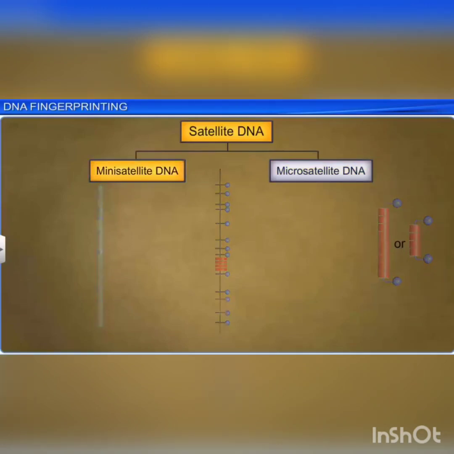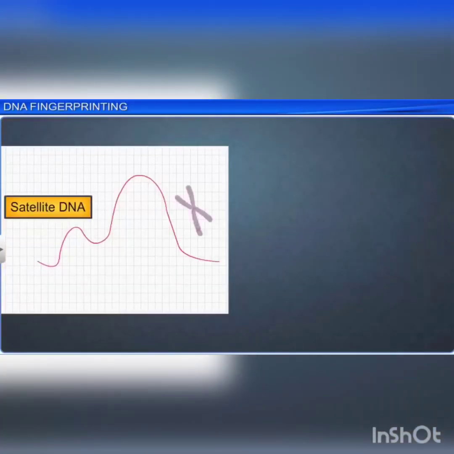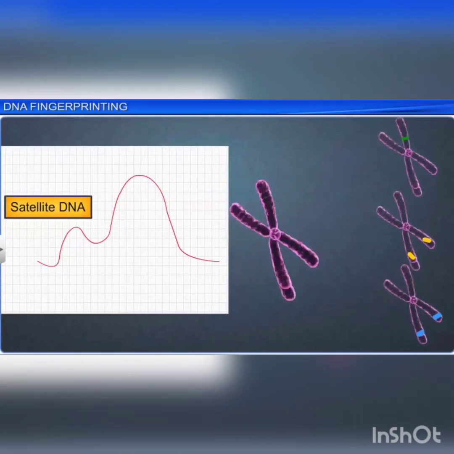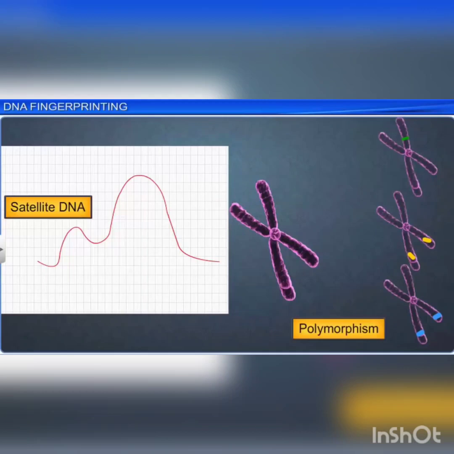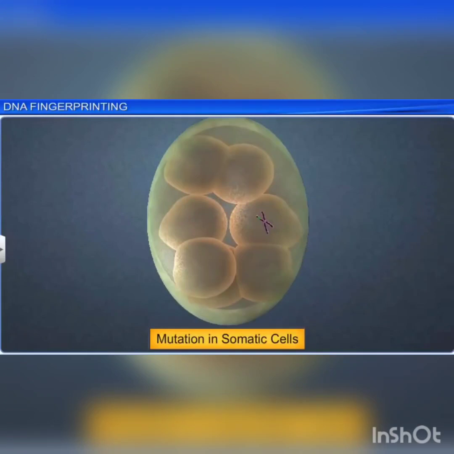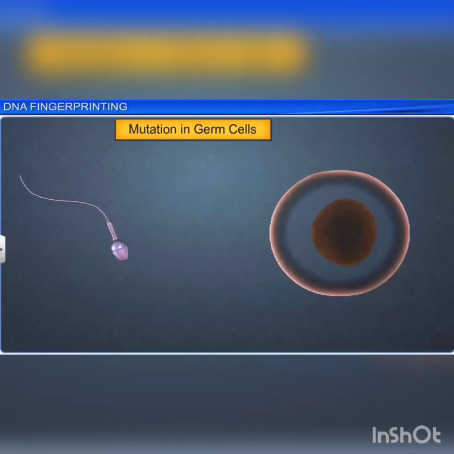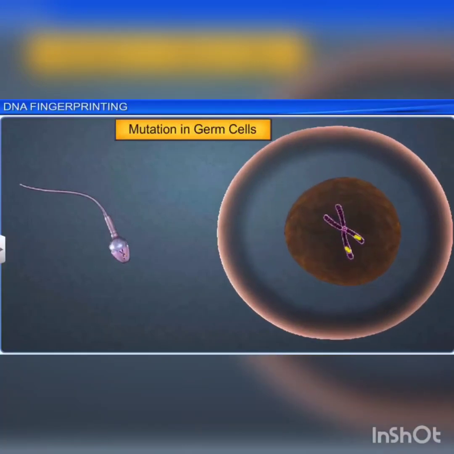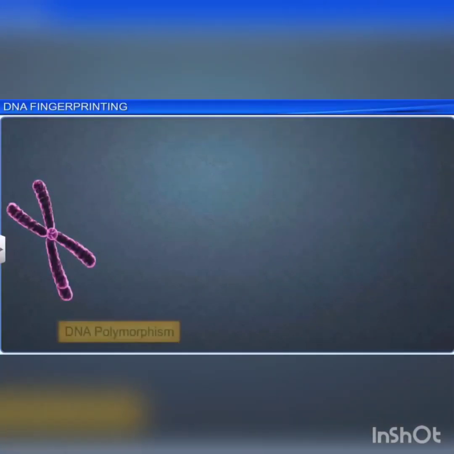Both mini-satellite and microsatellite DNA act as molecular markers in the DNA fingerprinting technique. These satellite DNA do not show any impact on reproducing ability and exhibit a high degree of DNA polymorphism, or genetic variations within a population. DNA polymorphism is the result of mutations in either somatic cells or germ cells, which accumulates over generations. DNA polymorphism is the guiding principle behind genetic mapping and therefore helps in the DNA fingerprinting technique.